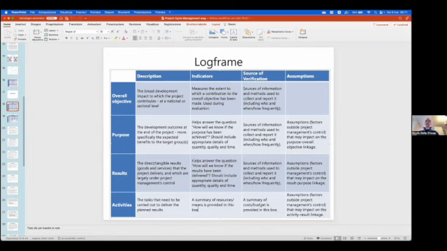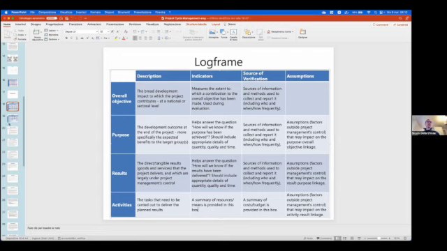That is why at higher levels, so at the levels of results, purpose, and overall objective, we will have indicators which try and measure if the results have been delivered. So try and measure the changes that our project has performed.